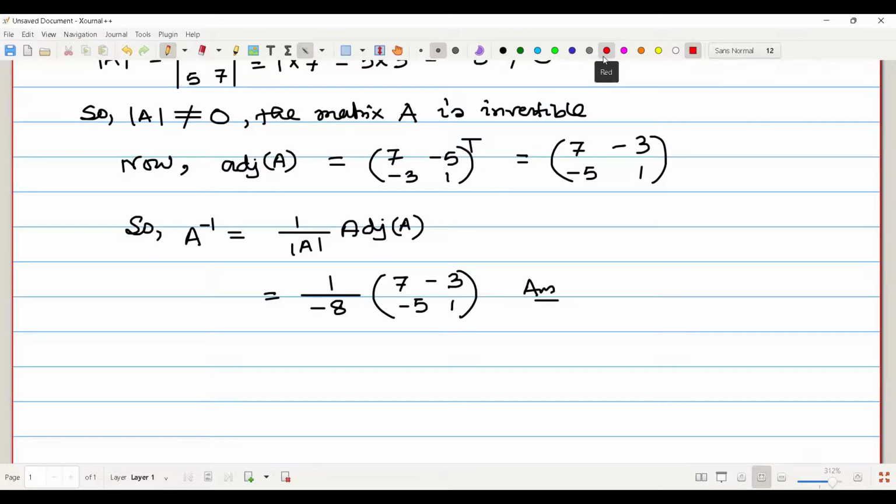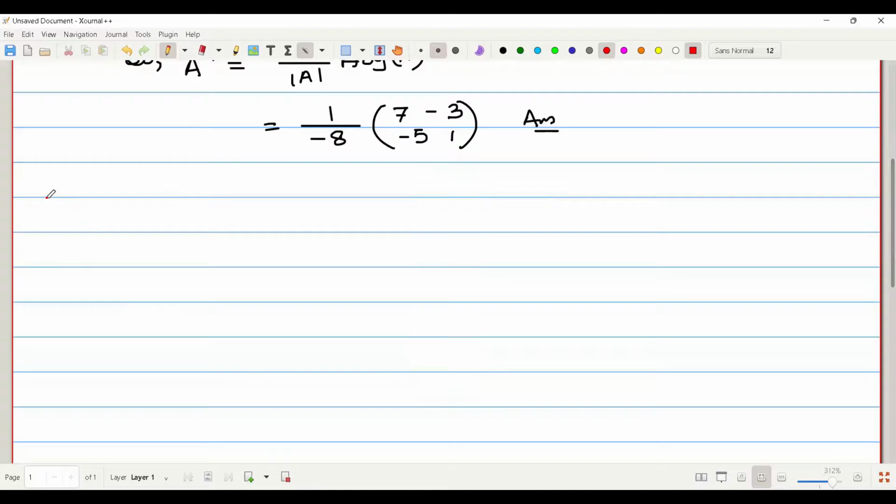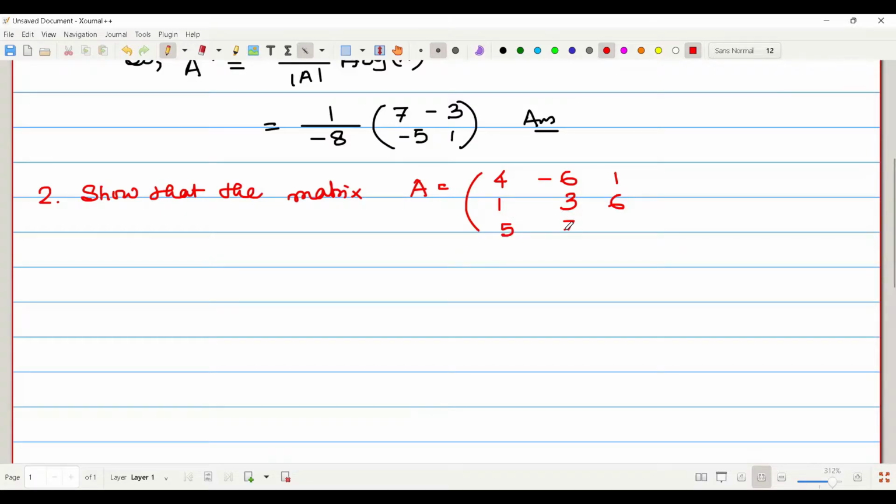Now the next problem. Problem number 2. Show that the matrix A is equal to [4, minus 6, 1; 1, 3, 6; 5, 7, 9] is invertible. That means same type of problem, and also find A inverse.